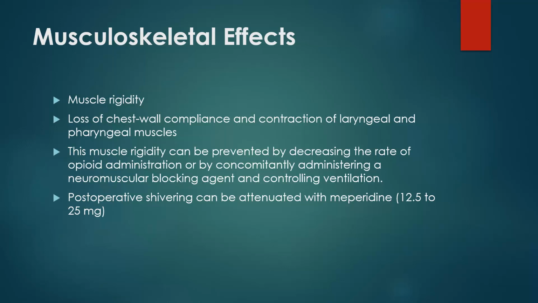And the mechanism of this muscle rigidity is thought to be mediated by receptors at the supraspinal level by increasing dopamine synthesis and by inhibiting the GABA activity. Now, luckily, this muscle rigidity can be prevented by giving the opioid slowly or by neuromuscular blocking agents and controlling ventilation. That's what we did. We gave a dose of rocuronium, and everything was good.